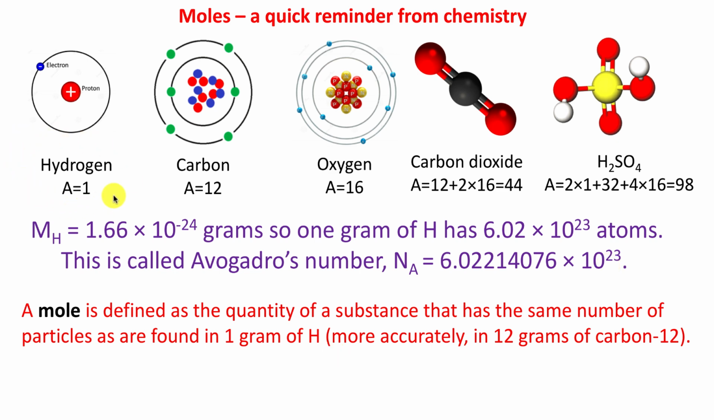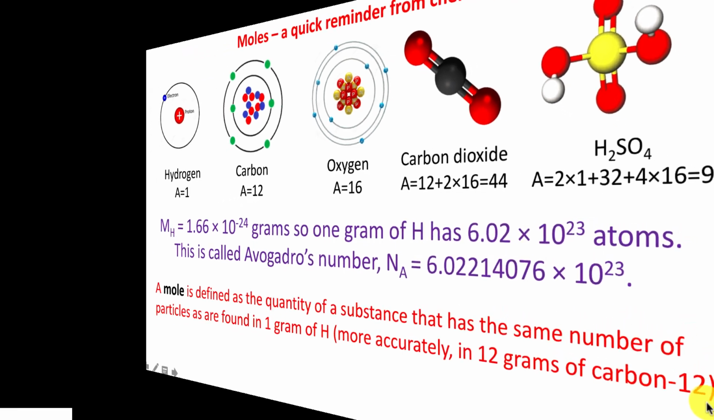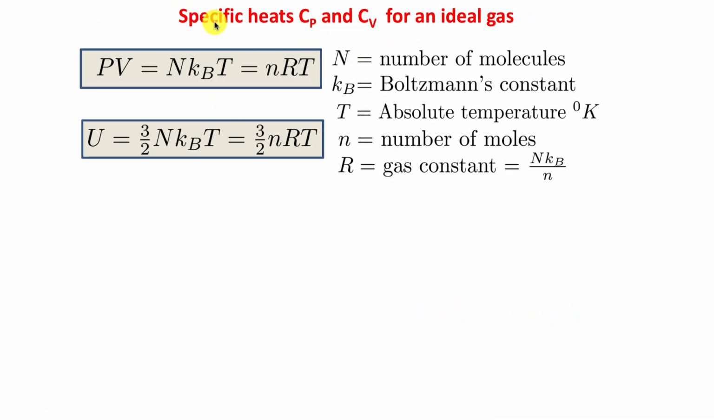I should say that earlier hydrogen was used as the standard, but these days it's more accurate to base everything on carbon-12. So Avogadro's number is the number of carbon atoms in 12 grams of carbon-12. Now let me come to the specific heats, Cp and Cv. By specific heat, I mean we are now going to take an intensive quantity. So I'm going to take 1 mole of an ideal gas while calculating the specific heats.